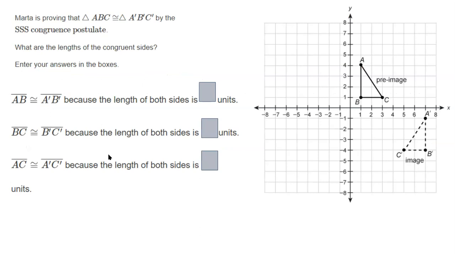All right, on this question, Marta is proving that triangle ABC is congruent to triangle A prime B prime C prime by the SSS congruence postulate. What are the lengths of the congruent sides? Enter your answers in the boxes. Notice here that we have AB is congruent to A prime B prime because the length of both sides is 2 units.